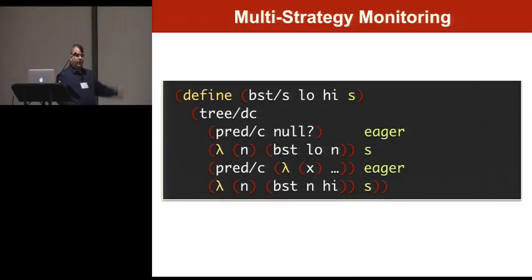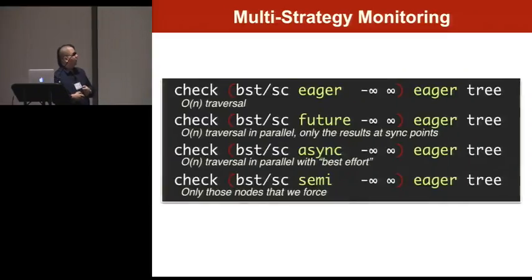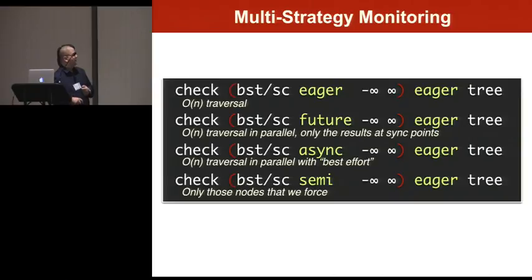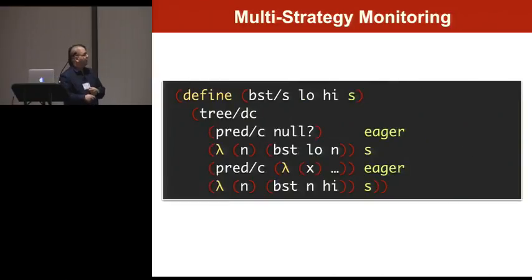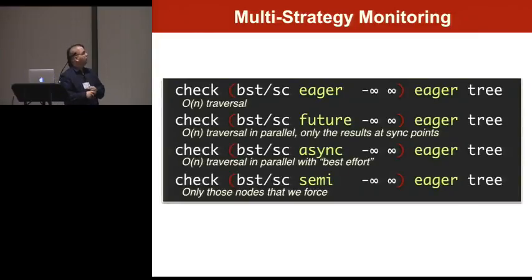And here's back to that binary search tree I was talking about, right? And now instead of walking over the entire tree, we can specify which strategy to use for these recursions. And we can even pass it in as a parameter. So here, if we use eager, we'll just do the in-order traversal I described. With future, we'll do the in-order traversal in parallel and only get the results at the synchronization points and only wait on those that we need.